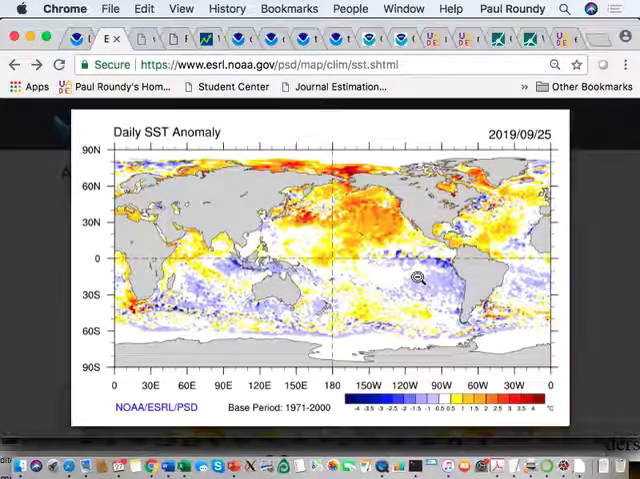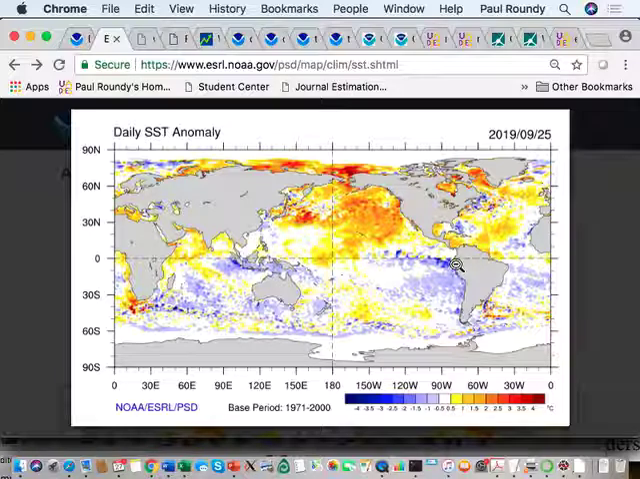But the second EOF, which explains a fraction of the variance, less than 10%, about 10% of the variance of the leading EOF, has a maximum or minimum near the dateline and a minimum or maximum at the coast. So that means in that mode, the Central and East Pacific sea surface temperatures are anti-correlated.